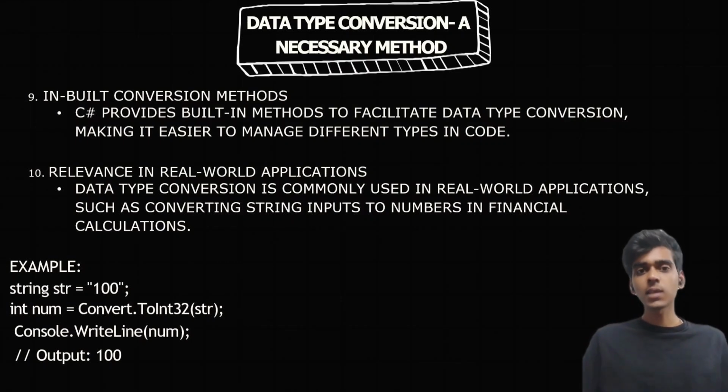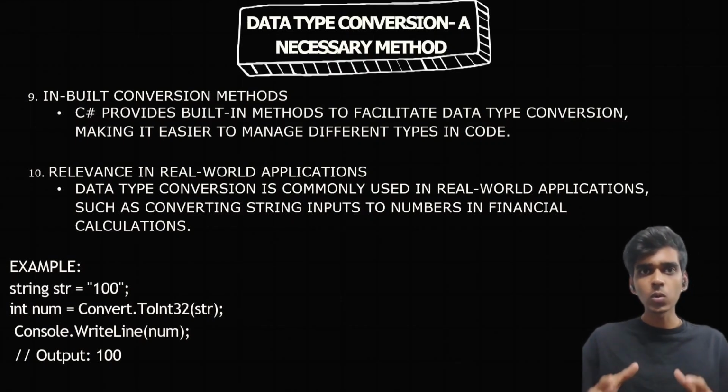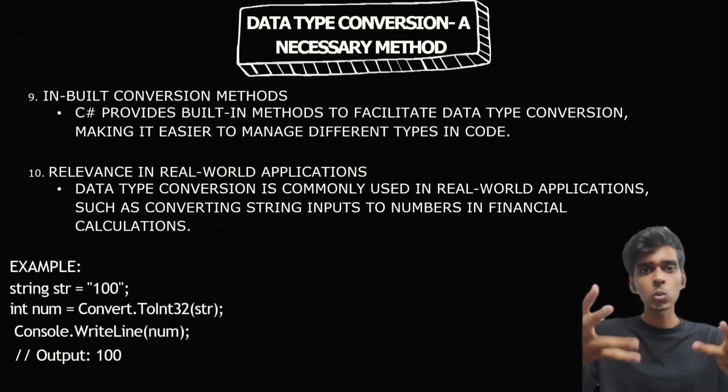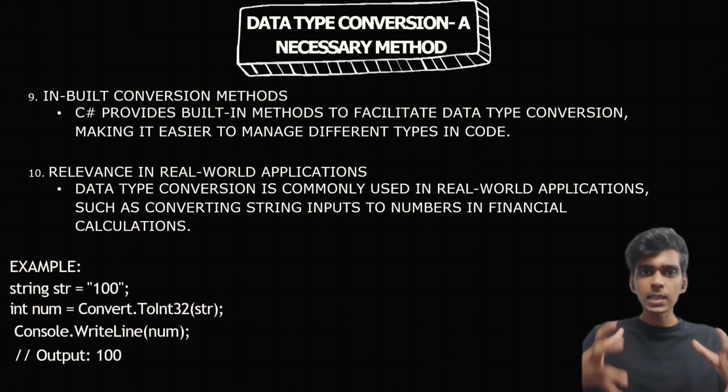So let's try to look at an example over here. In this example, we have a string str which has the text 100 in it. So in order to convert this text into an integer, we use the function Convert.ToInt32 to convert this string into a 32-bit integer and store it in the variable num. And then the variable num, which has the integer value 100, is then printed on the screen.